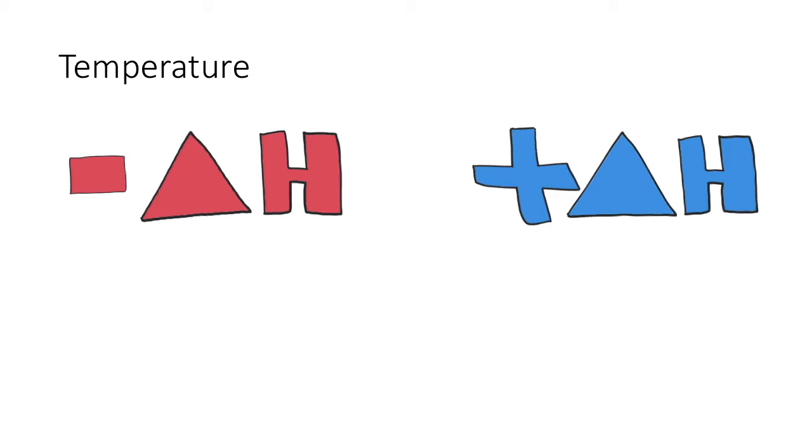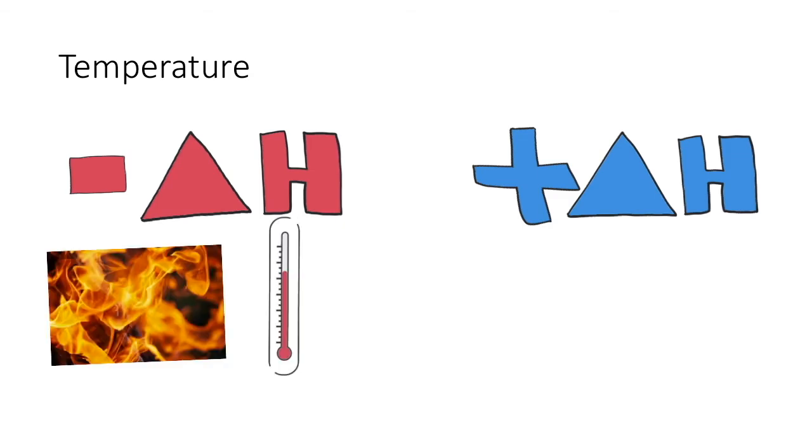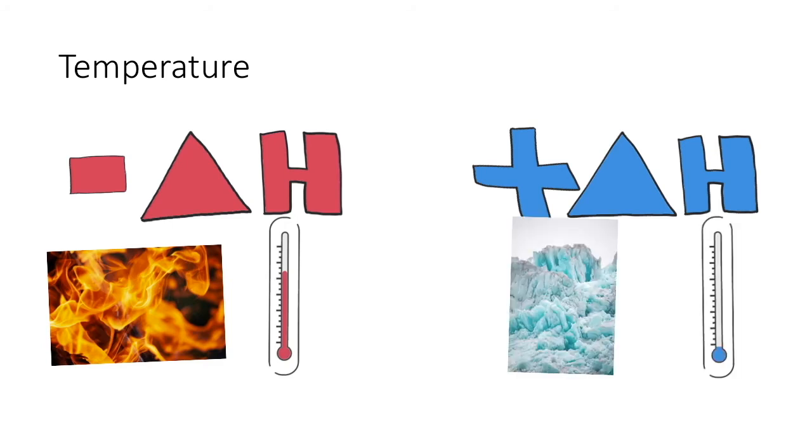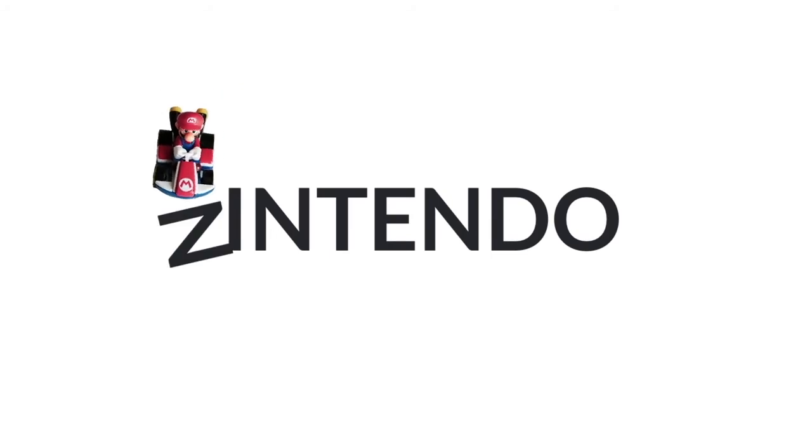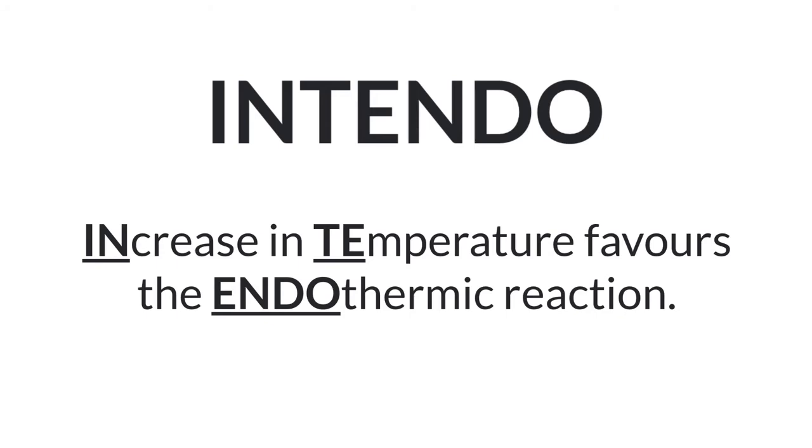Looking at how temperature affects equilibrium, we really need to look at whether a reaction is exothermic or endothermic. And we remember that an exothermic reaction gives out heat, an endothermic reaction takes in heat, absorbs heat. The magnitude of the enthalpy change for a reaction, whether it's a forward or reverse reaction, is always the same, but one will be endothermic, the other will be exothermic. Here's a wee mnemonic to help you remember the effect of temperature on equilibrium. Intendo. Increase in temperature favours the endothermic reaction.